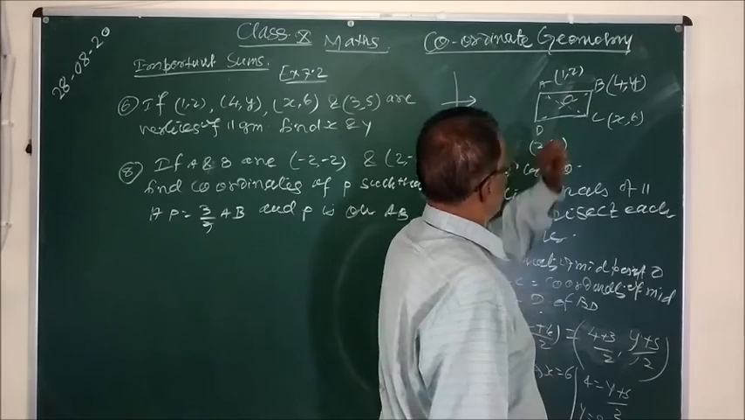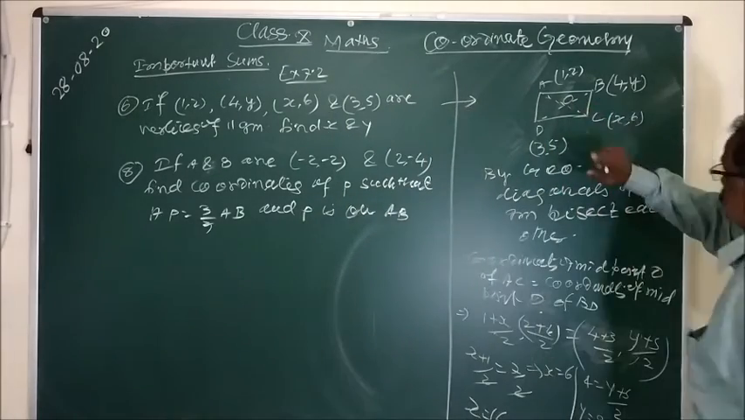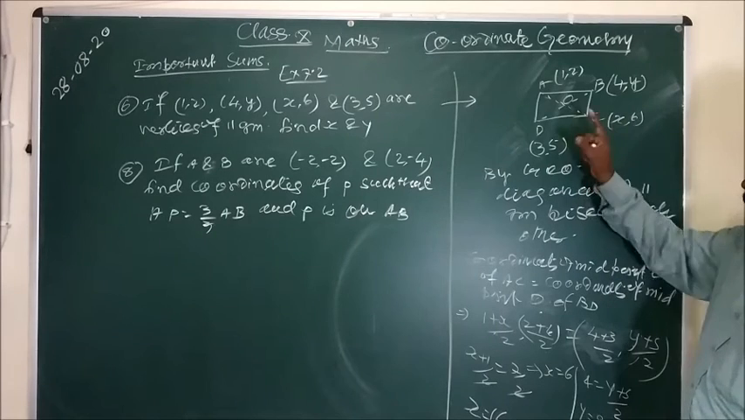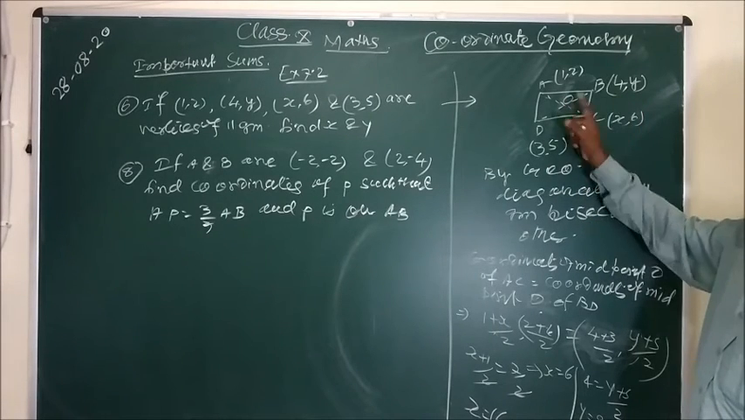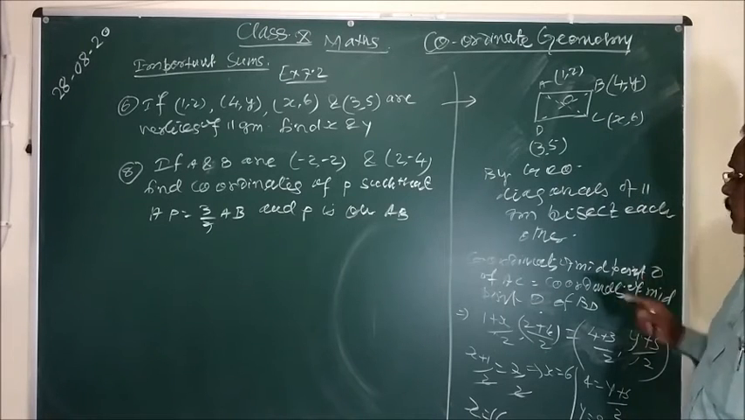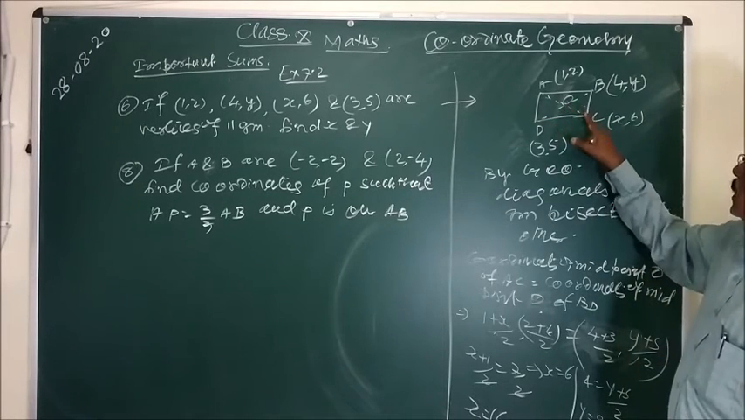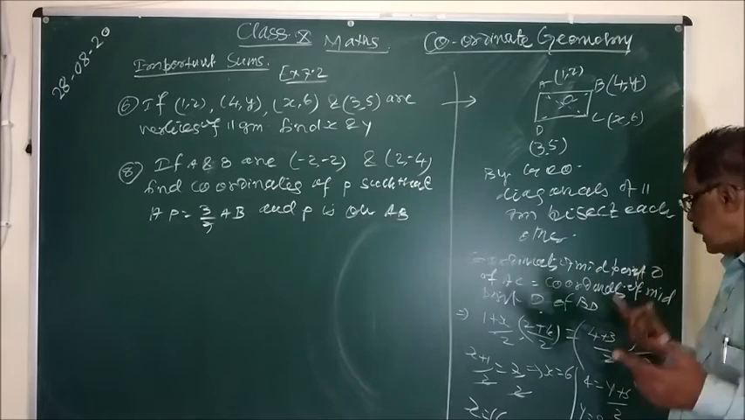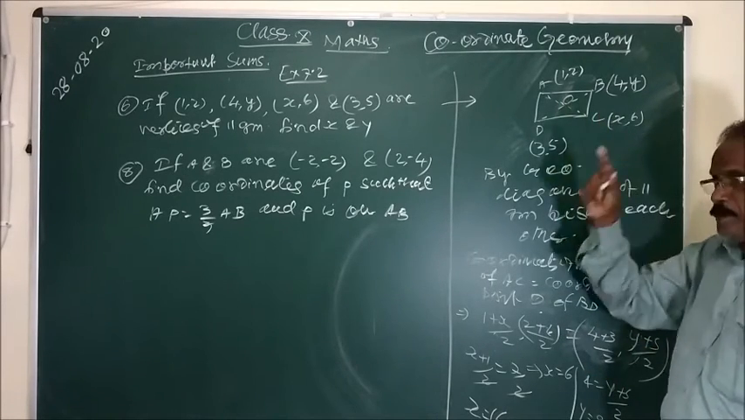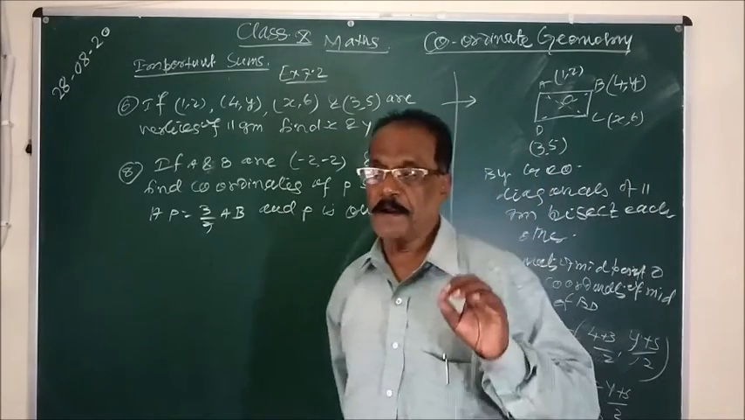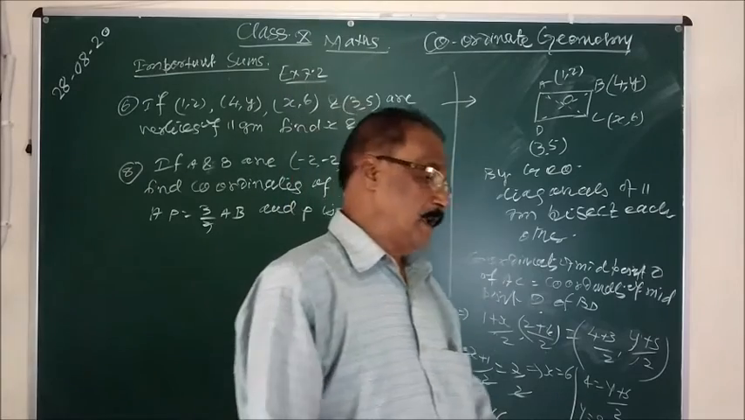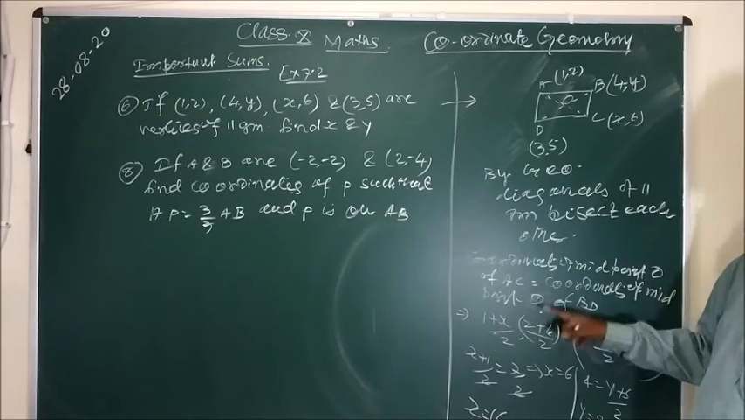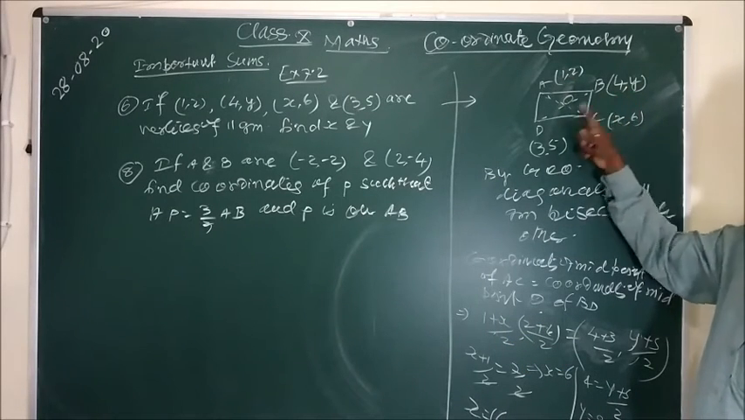ABCD, suppose this is a parallelogram and O is the middle point. By geometry, the diagonals of a parallelogram bisect each other. Therefore, O is the middle point of AC and also the middle point of BD. Using that property of a parallelogram, the coordinates of the midpoint of AC and the midpoint of BD will be equal, the same point. And by the midpoint theorem, if the point is the middle point of any line segment, the coordinates of the point will be (x1 plus x2)/2, (y1 plus y2)/2. And similarly here also.